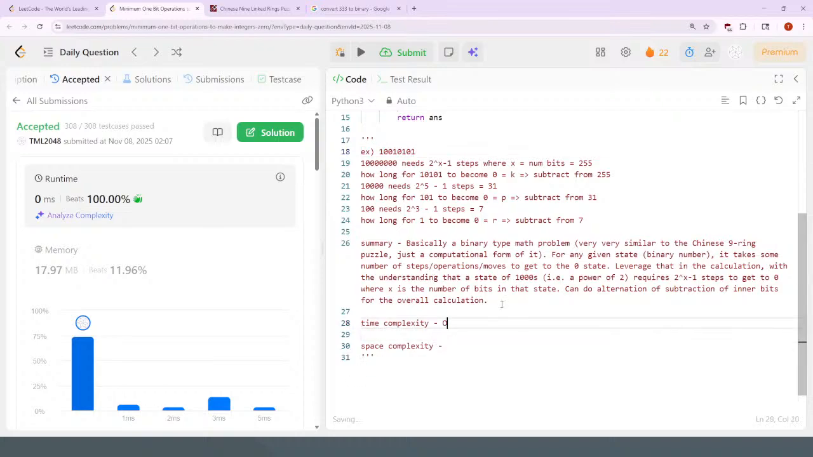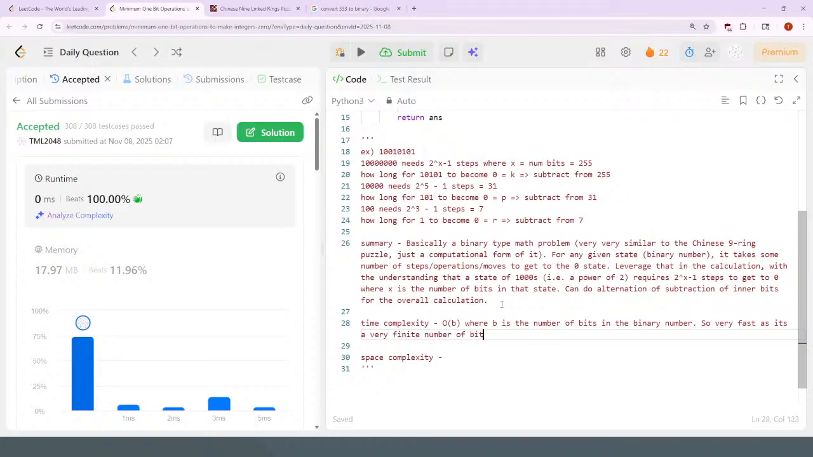Time complexity is going to be O of B, where B is the number of bits in the binary number. So very fast, as it's a very finite number of bits. You can almost consider this constant speed, which is why it's 0 milliseconds. So base complexity of this would be to convert the number to a binary array of bits for computational work.